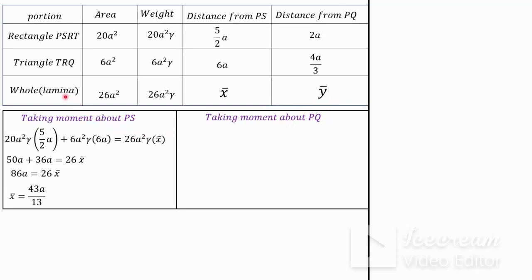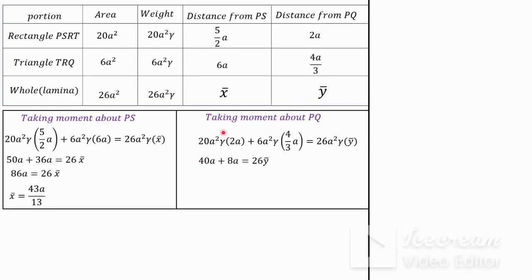We are going to obtain the weight of rectangle PSRT, that is 20a squared gamma, times 2a, that is the distance of rectangle PSRT from PQ, plus the weight of triangle TRQ, which is 6a squared gamma, times the distance from PQ of triangle TRQ, which is 4a divided by 3, equals the weight of the whole lamina, which is 26a squared gamma, times y bar, which is the distance from PQ of the center of mass of the lamina.